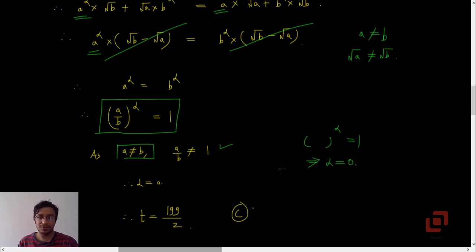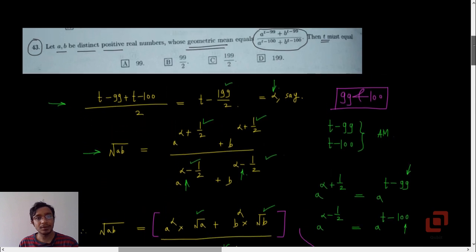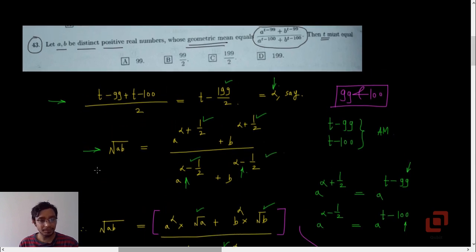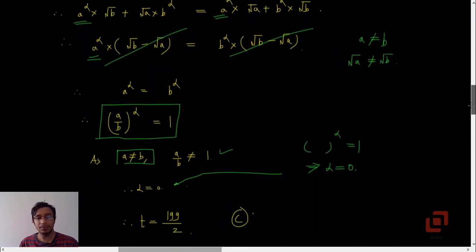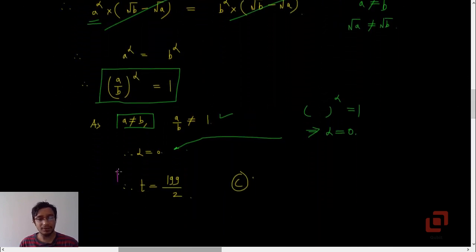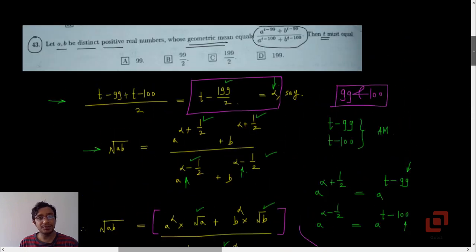So once alpha is 0 is obtained, we can go back to our substitution, that alpha is t minus 199 upon 2. Just equate t minus 199 by 2 with alpha. So that gives us t as 199 upon 2, and that is option C.